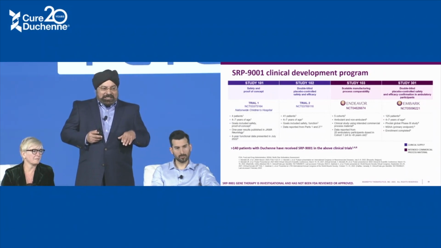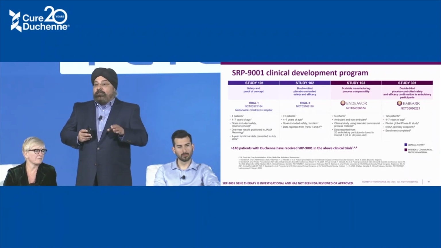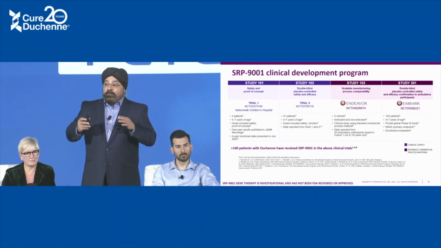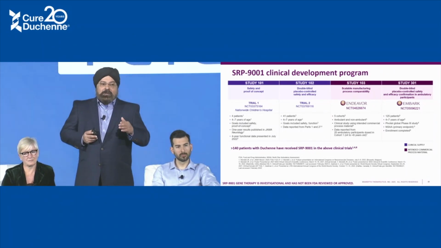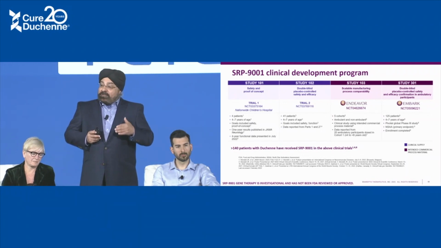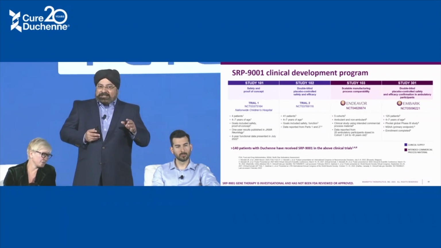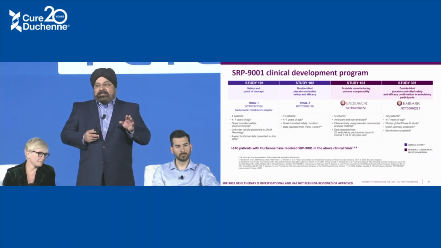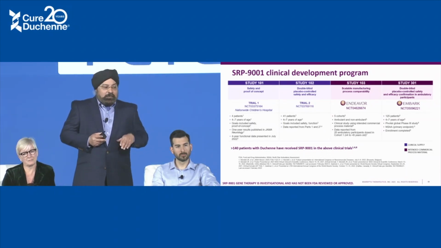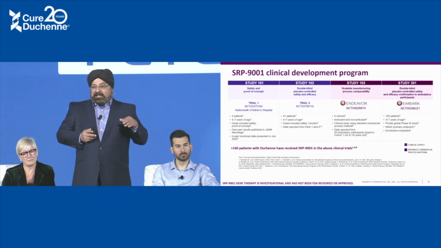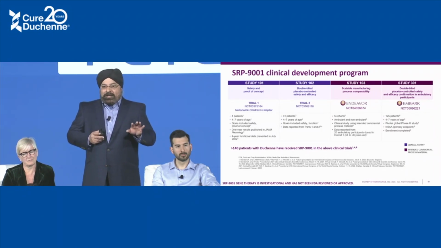And then study 301. If you get accelerated approval, you have to have a confirmatory study. Study 301 is our phase 3 randomized double-blind placebo-controlled study. It's fully enrolled. It'll be the confirmatory study if we get accelerated approval. It would be the basis of a BLA if we don't get accelerated approval. All of these studies are actually enrolled, so they're not recruiting right now.